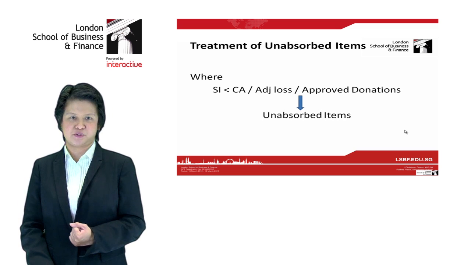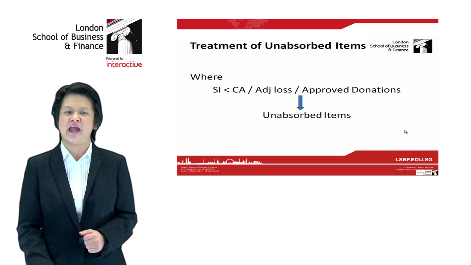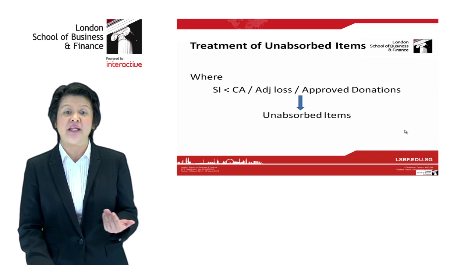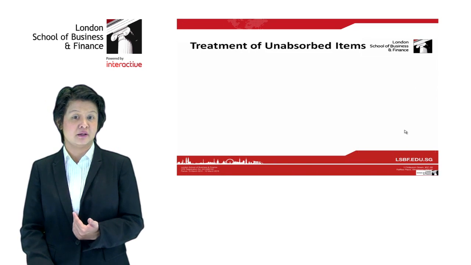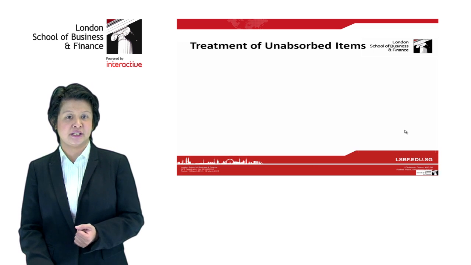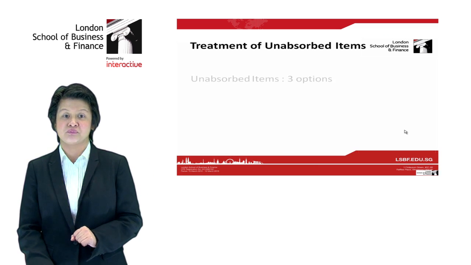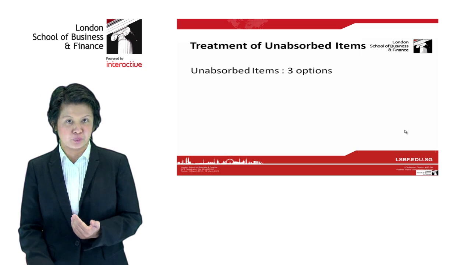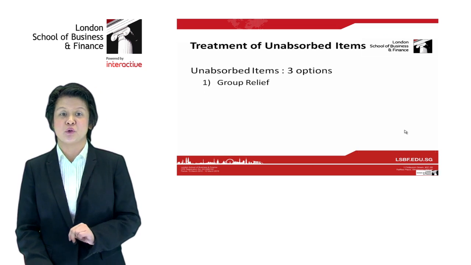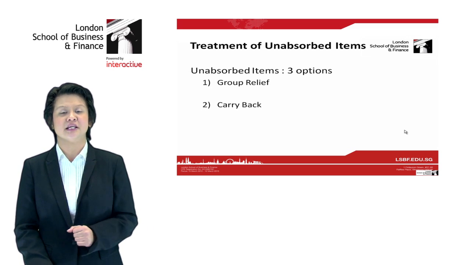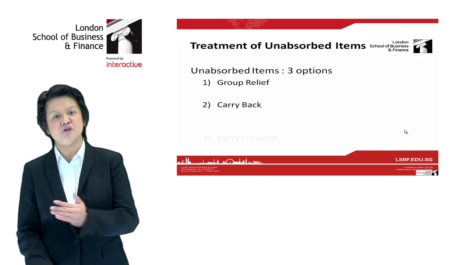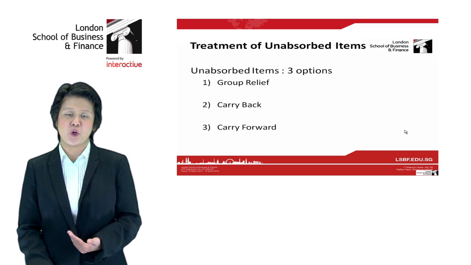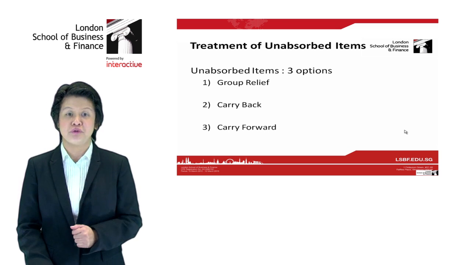So, if I'm the taxpayer and I realize I have unabsorbed items, what are the options available to me? We say in taxation there are three options available. First option will be your group relief, second option will be your carry back, and the third option will be your carry forward. Let us just explore a little bit more on group relief.